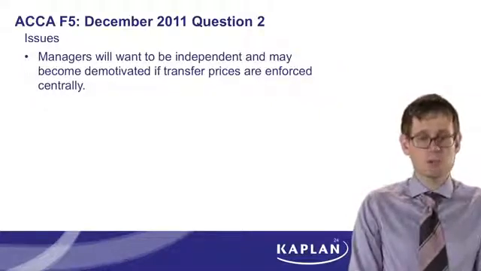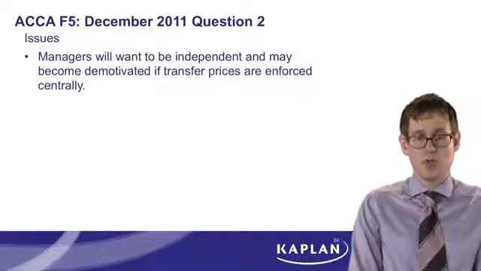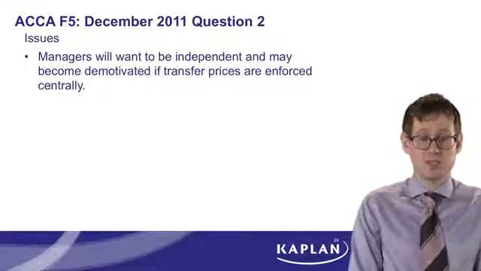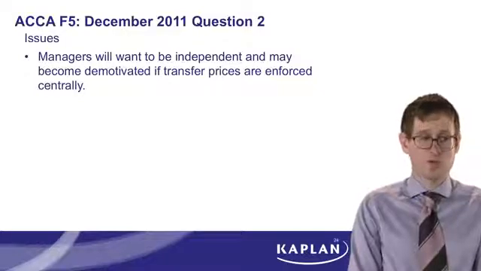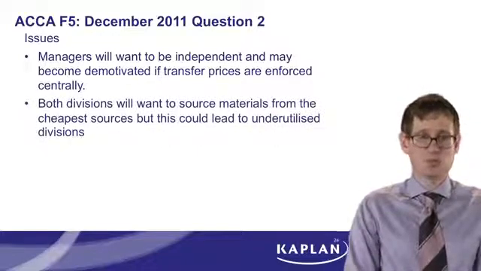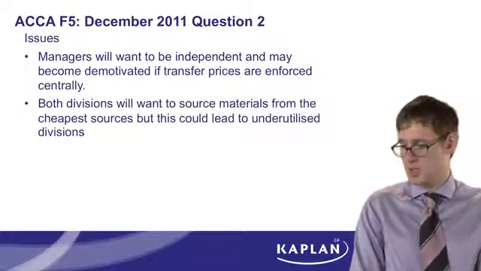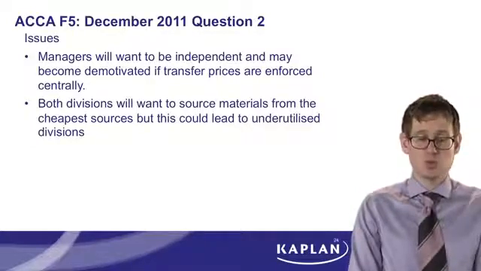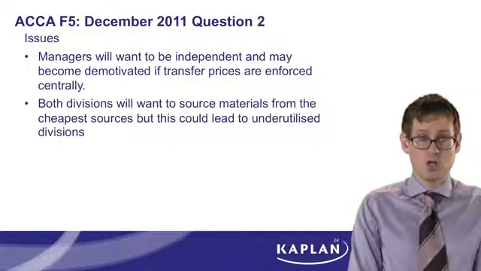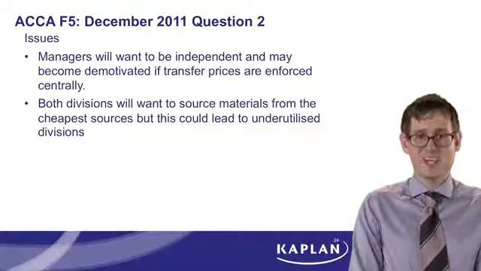Managers, though, will not want to be told what to do. They would like to have their own independence, and they can become demotivated if transfer prices are imposed very centrally. Ideally, they will want to source materials from their cheapest possible sources, but this could lead to underutilised divisions. If, for example, Division A was able to source bath fittings for $50, it would decide not to use Division B at all. This would leave B running under capacity.